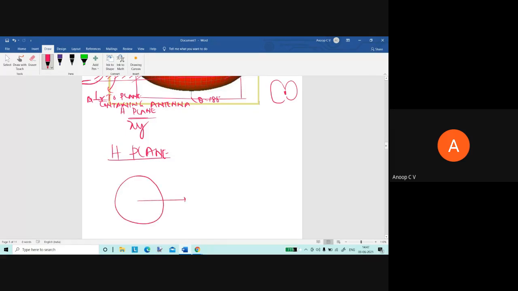circle. This is phi equal to 0, phi equal to 90, phi equal to 180, and phi equal to 270 degrees. So the H-plane cut will be like this. And what will the E-plane cut be?